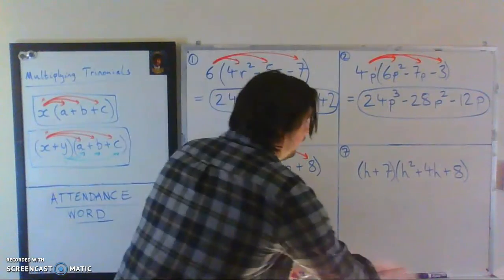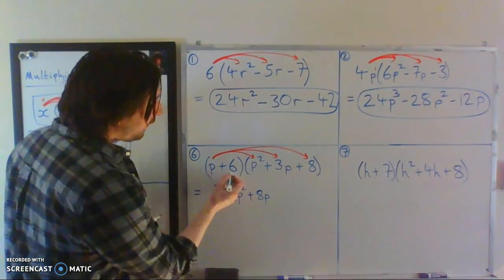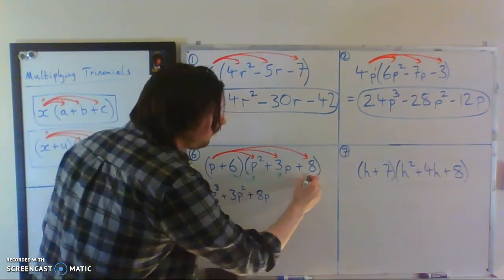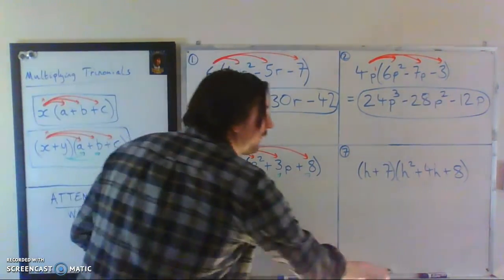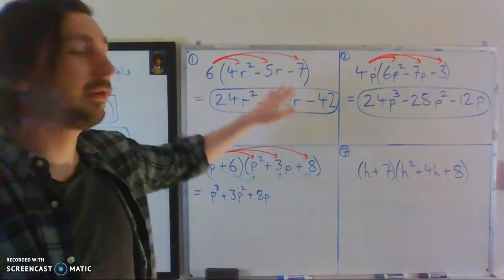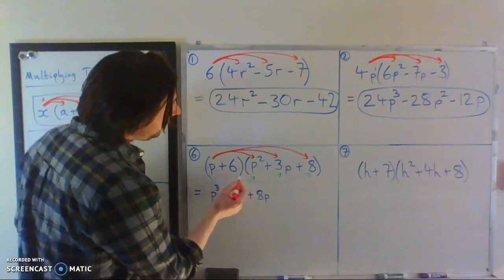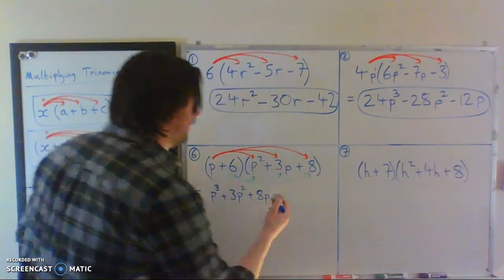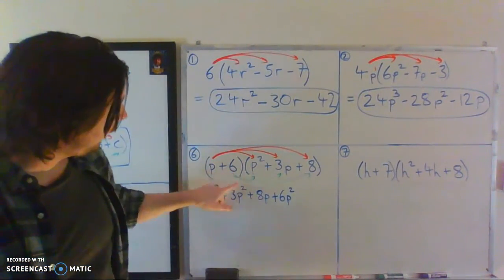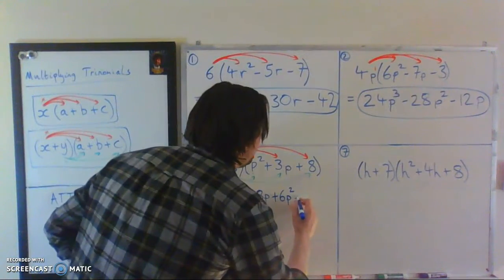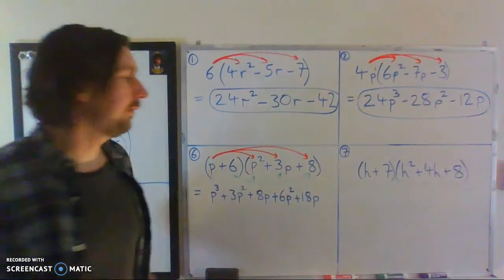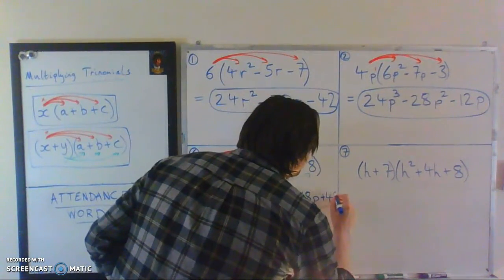Now we just use a different color. Distribute the 6. Distribute the 6 on all these things. So when you've got a question like this, think of it as you just have to distribute both things on the other bracket. Okay, so it's really similar to what we were doing here that way. 6 times p squared is 6p squared. 6 times 3p is 18p. And then 6 times 8 is 48. Run out of space almost.